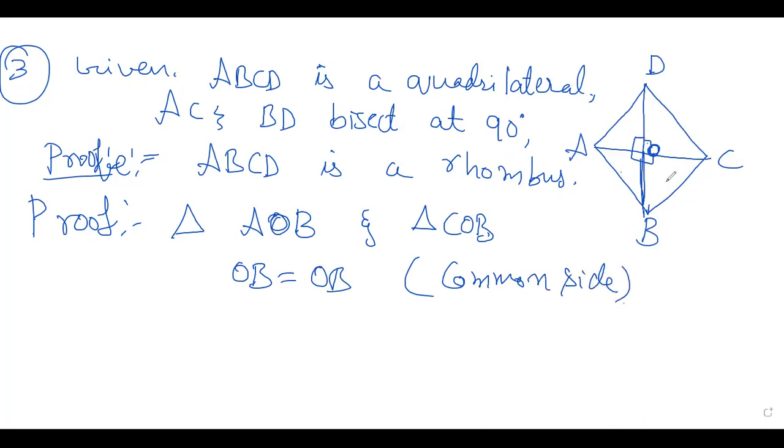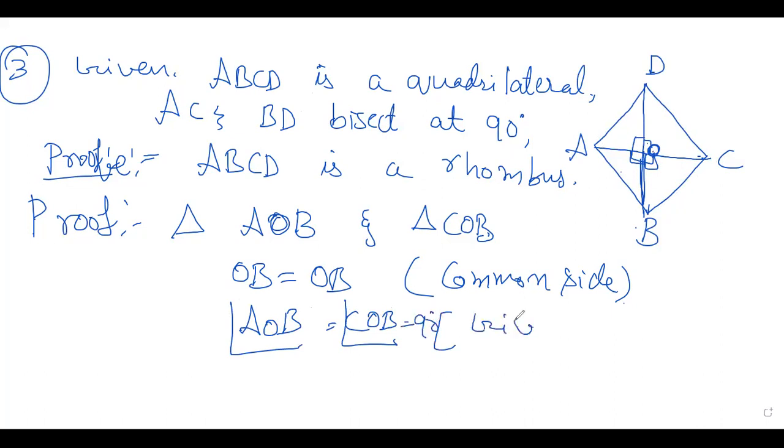And which are equal here? See, they are saying they intersect at 90 degrees. See, this is 90 and this is also 90 degrees. So how will you write the angle O? AOB, so O should be in the middle. AOB is equal to COB. Understood? COB. That is equal to how much? 90 degrees. It is given. Already we have shown 2 elements equal. Next.